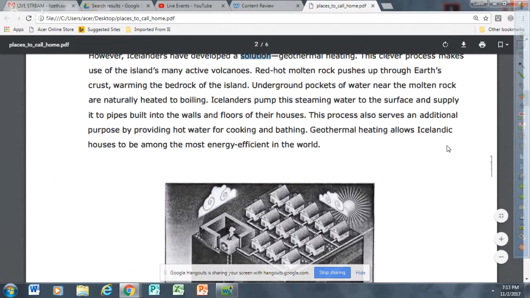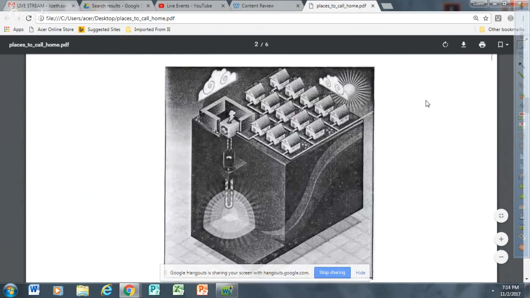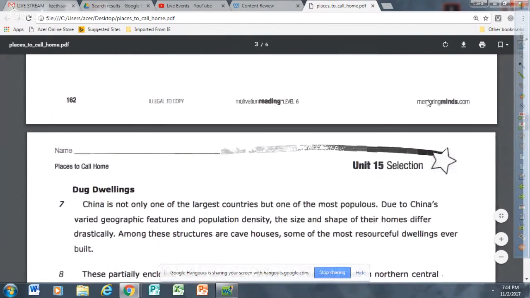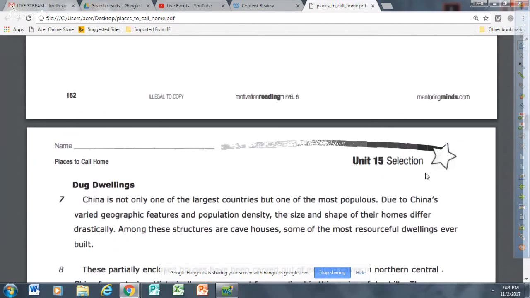Geothermal heating allows Icelandic houses to be among the most energy efficient in the world. Well, because they have the use of the molten rock here with the volcano heating up the water and going through here, that automatically causes this to work, and so they use less energy. So they're the most energy efficient in the world, or one of them. So we learned a little bit about the geothermal heating system.